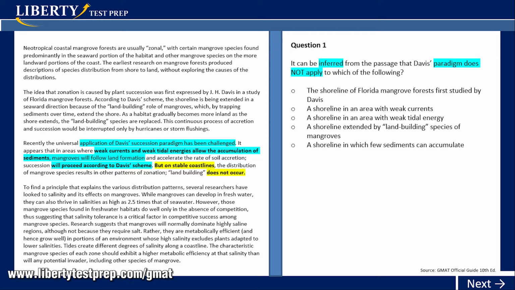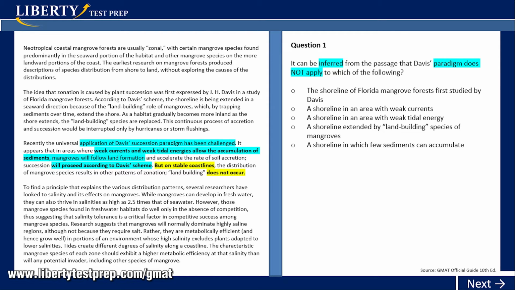Okay. And let's read the part in bold. Weak currents and weak tidal energies allow accumulation of sediments, blah, blah, blah, will proceed according to Davis' scheme. So basically, the whole theory works if you have weak currents, weak tidal energies, and if you have the accumulation of sediments. And then they say, but on stable coastlines, this does not occur. So if you don't have those 3 factors, then it will not occur.